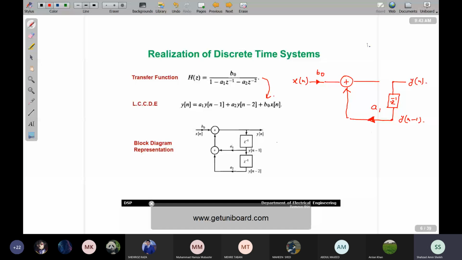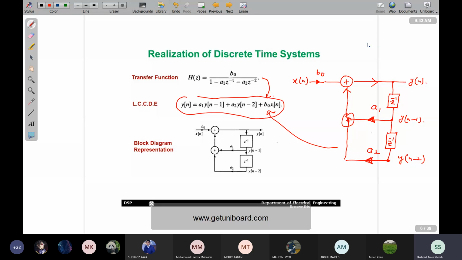And again, I also need y of n minus 2, so I will be passing this y of n minus 1 through this delay element. So at this node, I will be having y of n minus 2. That is being multiplied with some constant which is a2, and then added, and now we have implemented this equation. So that's the block diagram representation of this difference equation or this transfer function. Agreed? Any confusions, any questions?